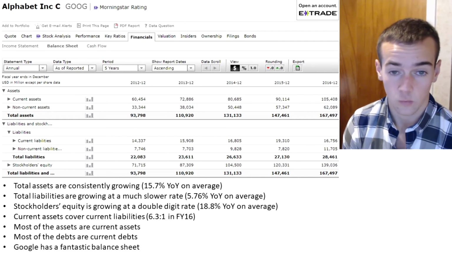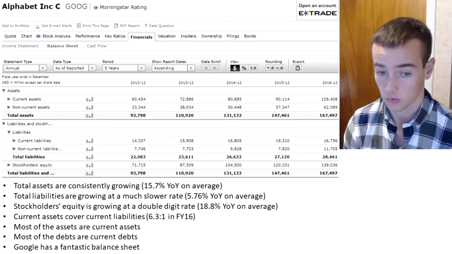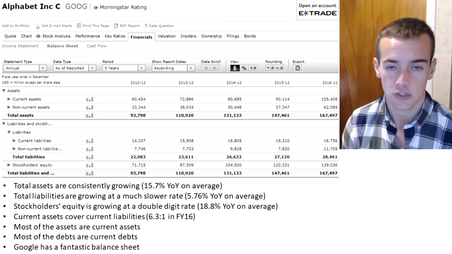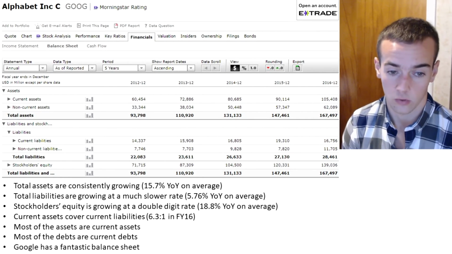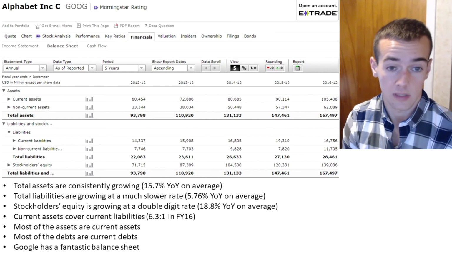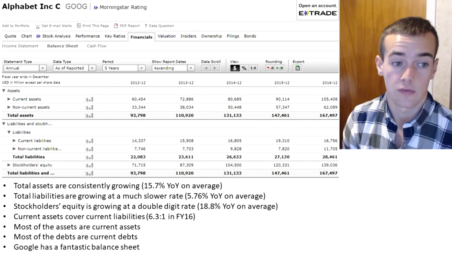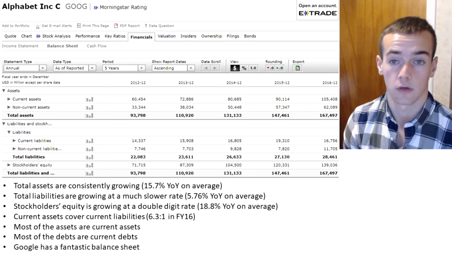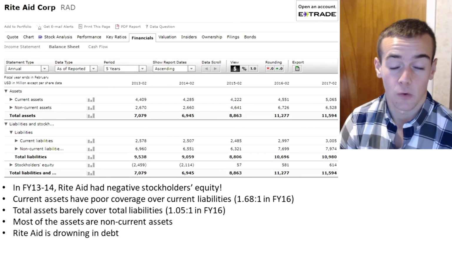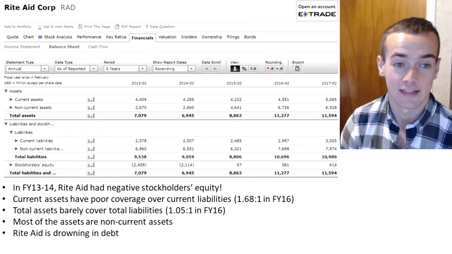This is one of the main reasons why I'm heavily invested long-term in Google: they just have a fantastic balance sheet. So this is what you are looking for, and this is an example of what it would be like to go through and analyze the assets and liabilities of a company balance sheet.